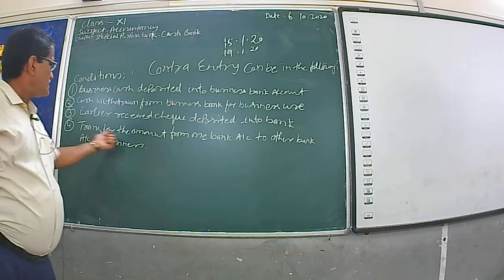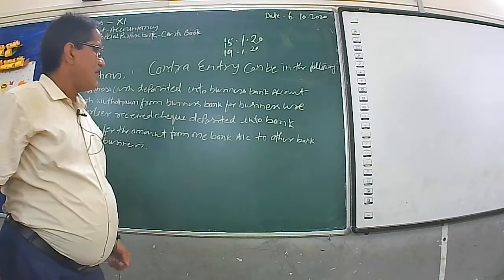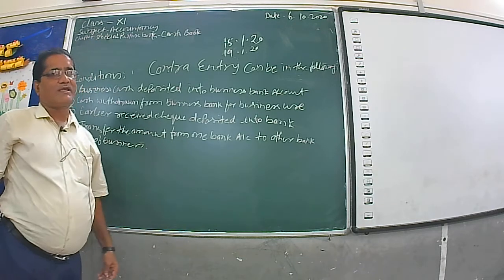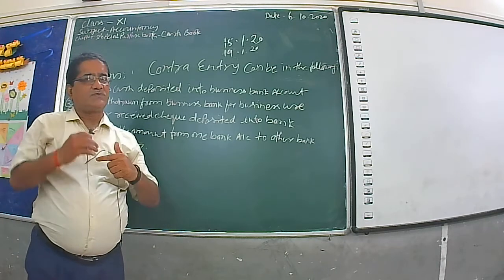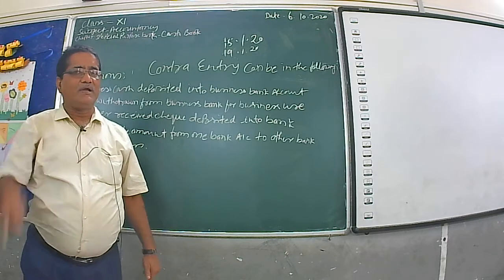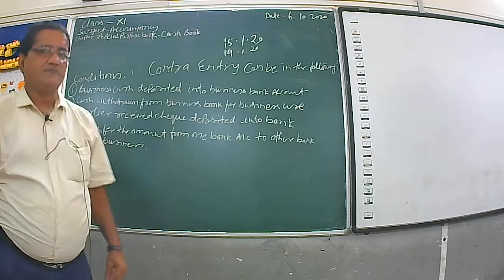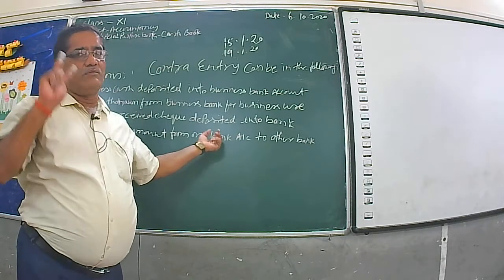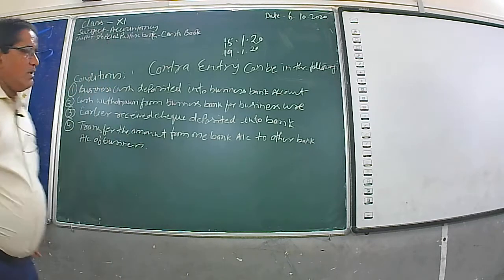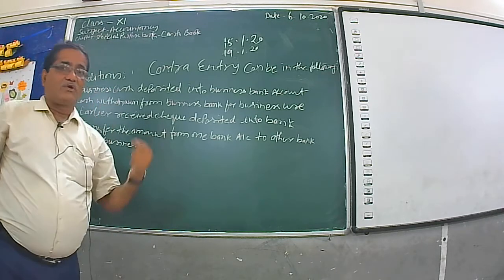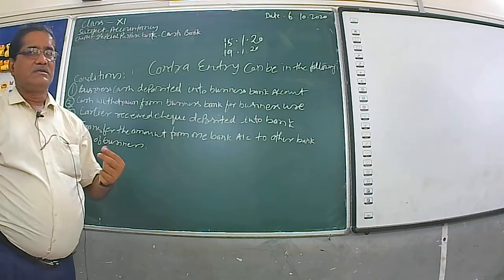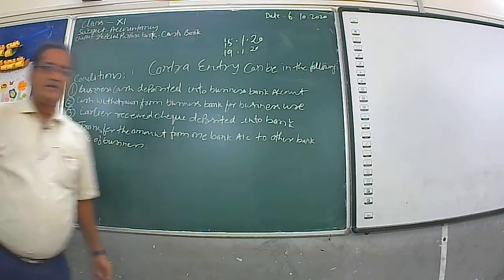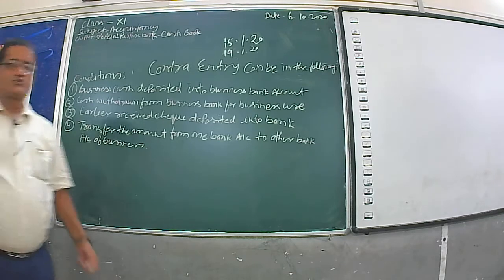Next, transfer of the amount from one bank account to the other bank account of the business. Suppose the business has two bank accounts and is transferring an amount from one bank to the other. In that case there will also be a contra entry, but it is possible only when there are two bank columns in the cash book. Once again, recording of one transaction on both sides of the cash book is the contra entry. Now I would like to draw a format to solve a problem.